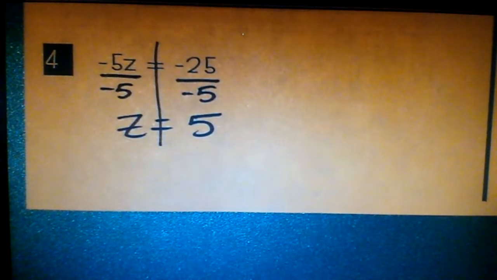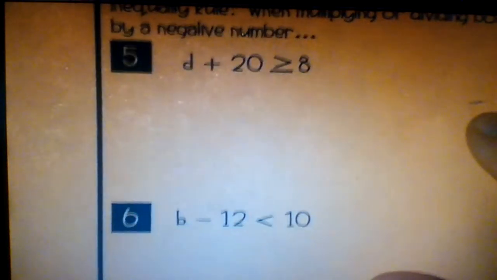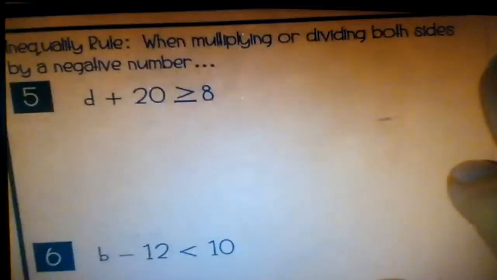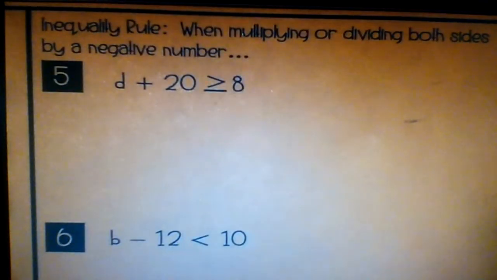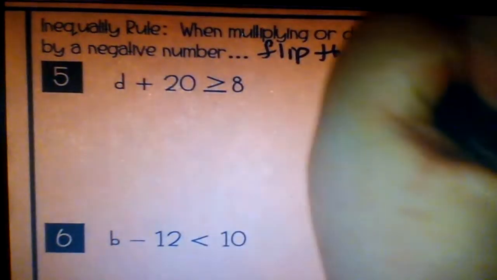Okay. The right-hand side. All that has happened on the right-hand side is I have now created inequalities. We no longer have an equal sign, so there is a range of numbers that will work here. Notice too, I put up there, inequality rule. When multiplying or dividing both sides by a negative number, you must flip the inequality. Flip the inequality.